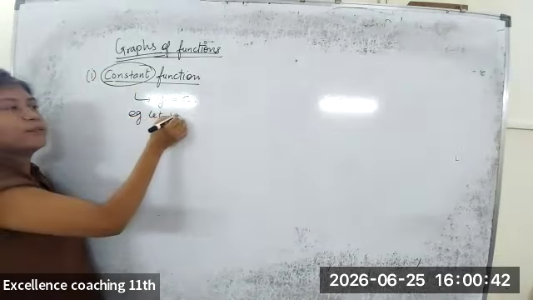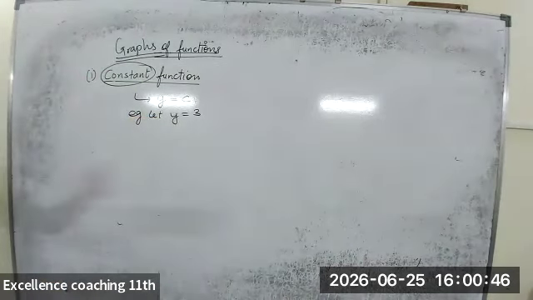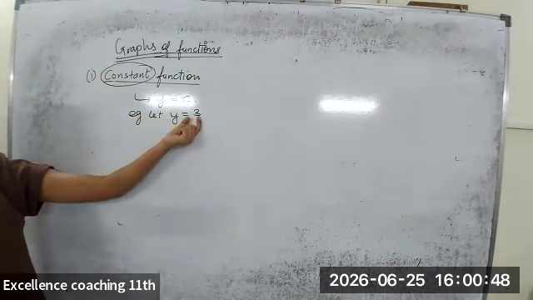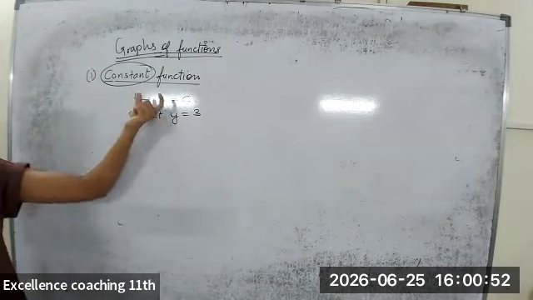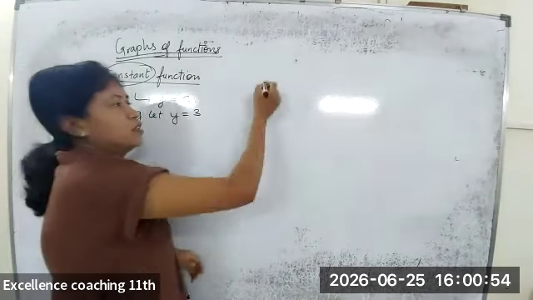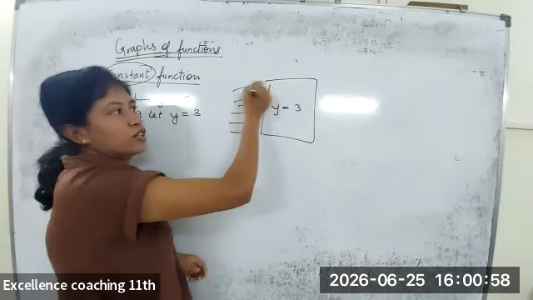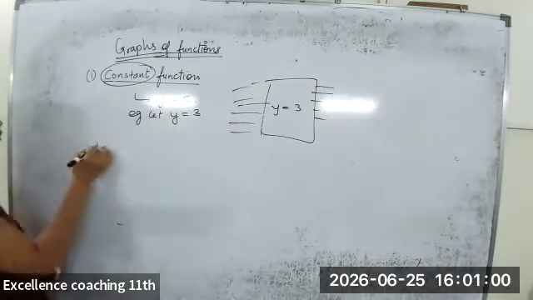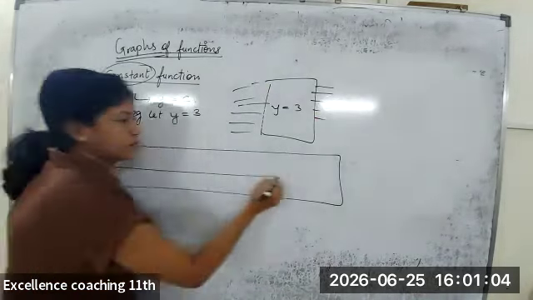Let y be equals to 3. You can take 2, 4, anything like that also. I'm just taking it as 3. Y is the output. Now let us start plotting the graph for this particular function. So this is like a box and various inputs we have to give and check what is the output. So we'll draw one table like this.